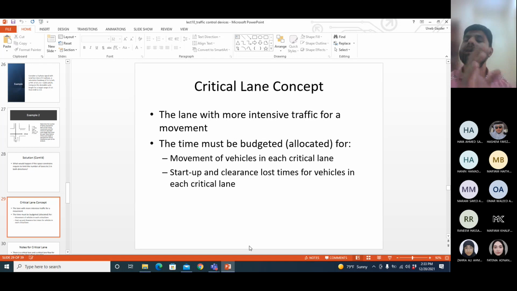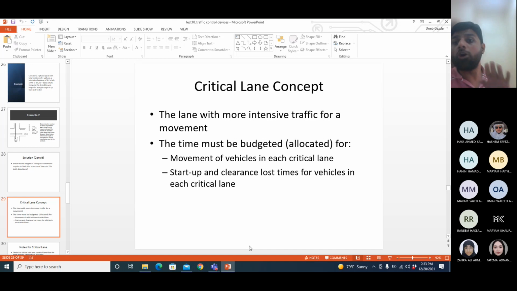So what is a critical lane? The lane from which volume will be used for design. Which lane should be chosen as critical? The lane which has more intensive traffic. Now the term more intensive most of the time means the lane which has higher volume. Because in many cases, the difference between the volumes of different lanes is quite high. In that case, the lane which has higher volume is the critical lane, as it has more intensive traffic.